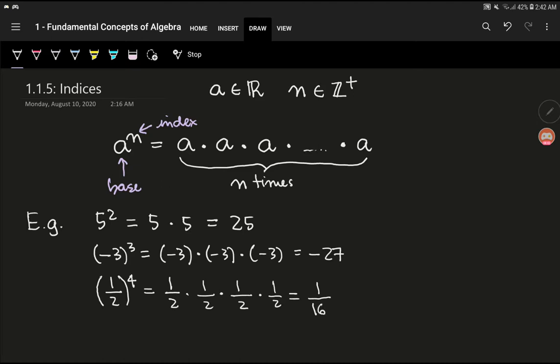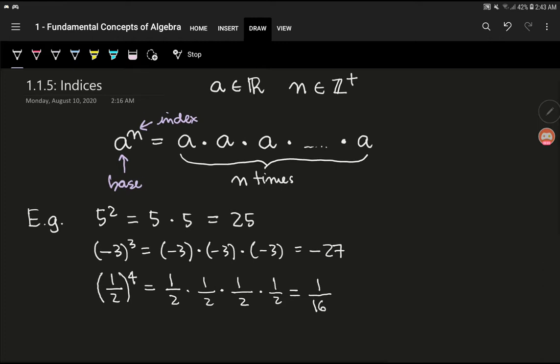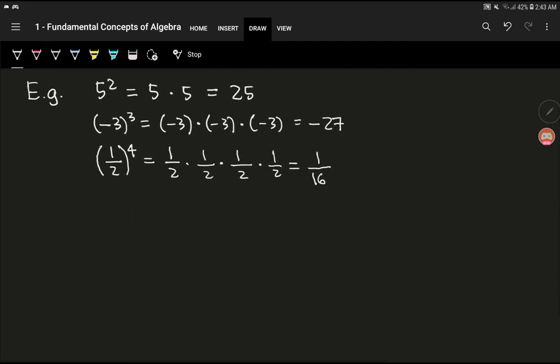Okay. So these are a few examples of indices, examples of how to use the index notation. From the example, we can see that here we evaluate negative 3, as like this.